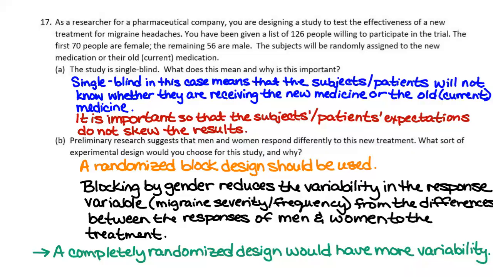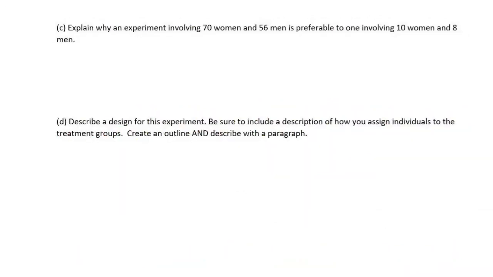All right. Part C. Explain why an experiment involving 70 women and 56 men is preferable to one involving 10 women and 8 men. Why is it better that we've got 70 women and 56 men rather than a much easier to handle 10 women and 8 men? The effect of confounding variables. Basically, it's going to reduce the impact of random variation in the results.